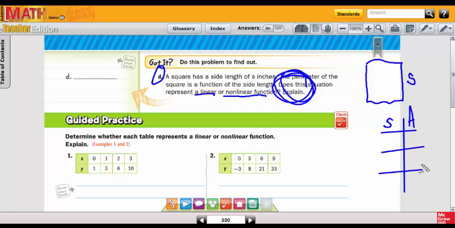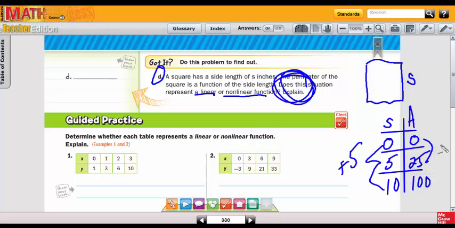We could put in an input of 0. Well, 0 times 0 would give us an area of 0. We could put an input of 5. Well, 5 times 5 would give us 25. And then we could try an input of 10. 10 times 10 is 100. Over here we have plus 5 in all situations, so our change in x is plus 5. And over here our change in the y values, or our area, here it's plus 25, but here it's plus 75.